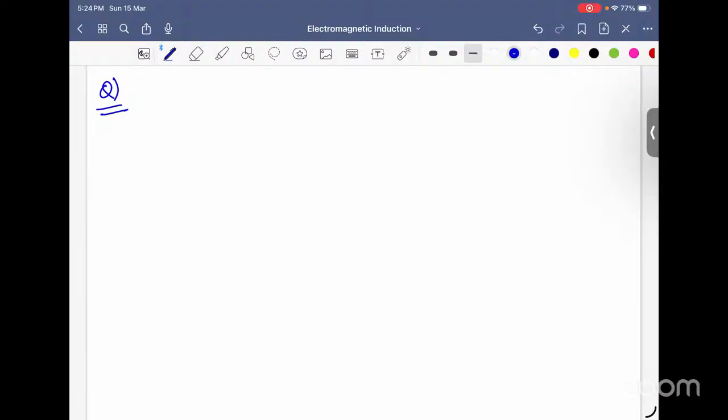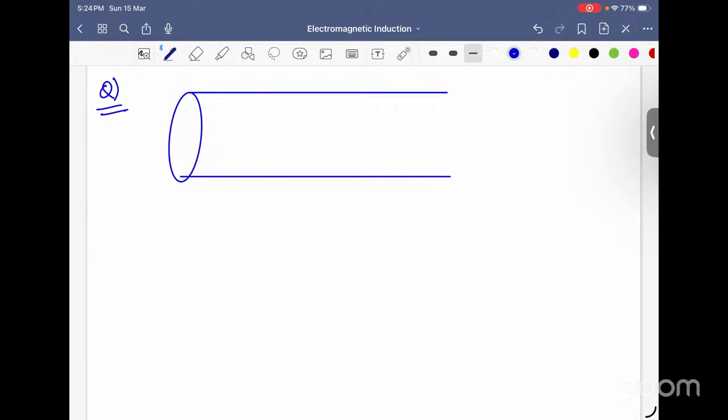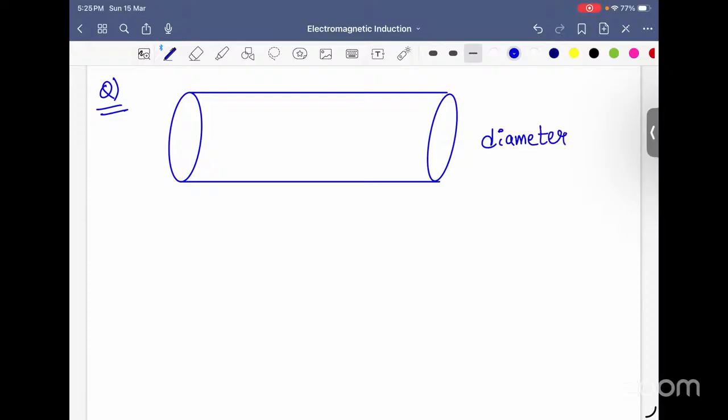So here we have a solenoid. I'm directly drawing the question, I'll explain it and then you have to solve it. That's the solenoid here, and this solenoid has a diameter of 0.1 meter. That's the diameter of the solenoid.